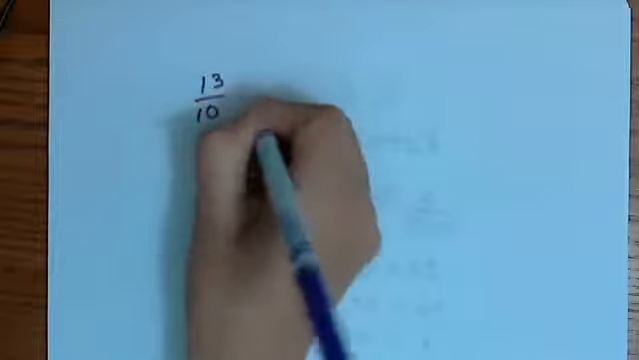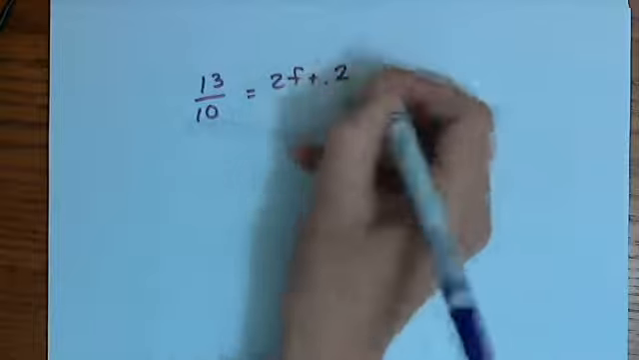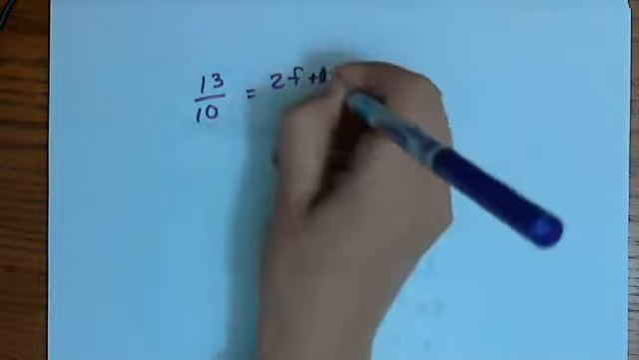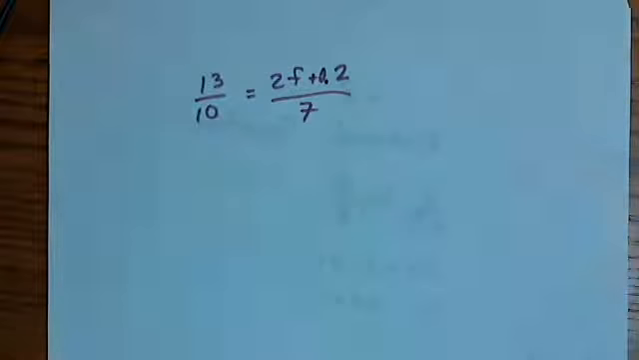Okay, another example on the bottom of page 720. I want you to pause the video and do this one, which is 13 over 10 equals 2f plus 0.2, I'll write that 0 in there, divided by 7. Okay, pause the video and you do this one on your own.